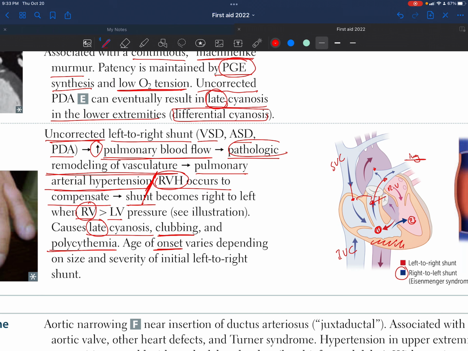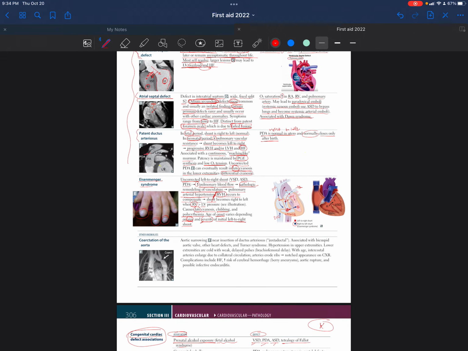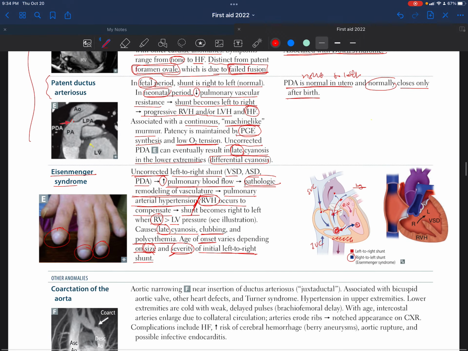The age of onset of this starting to happen varies depending on the size and severity of the initial left to right shunt. It depends on where that primary shunt is located and how severe it is. So this is an image of the clubbing, as we can see here. And that's it for the Eisenmenger.